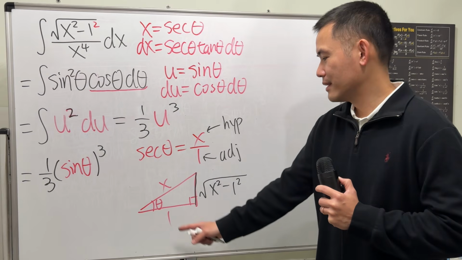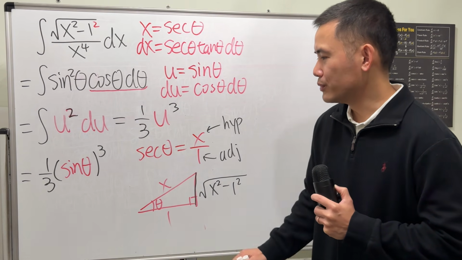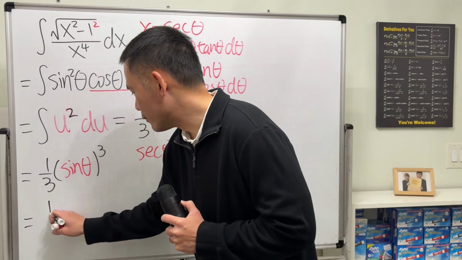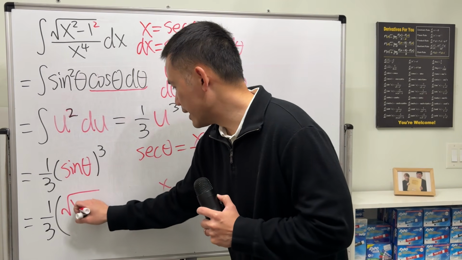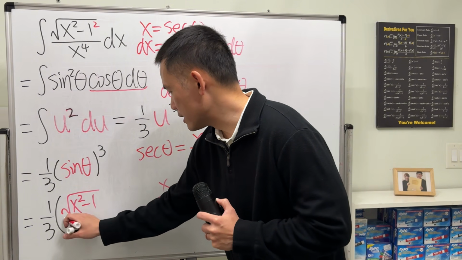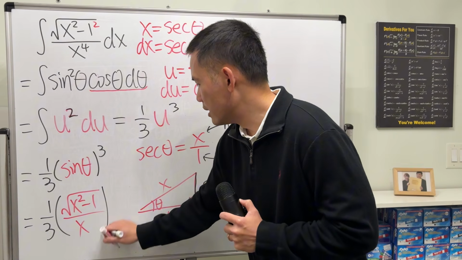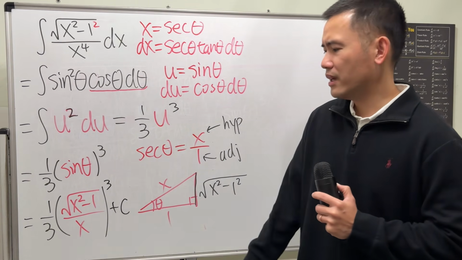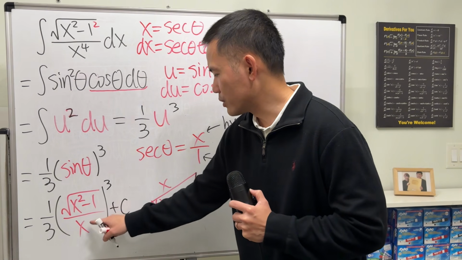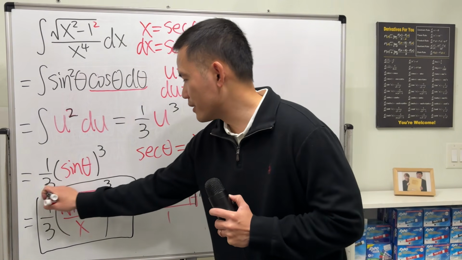What's sine? Sine theta is opposite over hypotenuse. So we have 1/3, and I'm just going to enter square root of x squared minus 1, which is the same as 1 squared. And then that is over x. And then cube that. If you leave the answer like this, that should be okay. Sometimes you may want to distribute the exponent, but that's fine in my opinion. This is actually more clear.